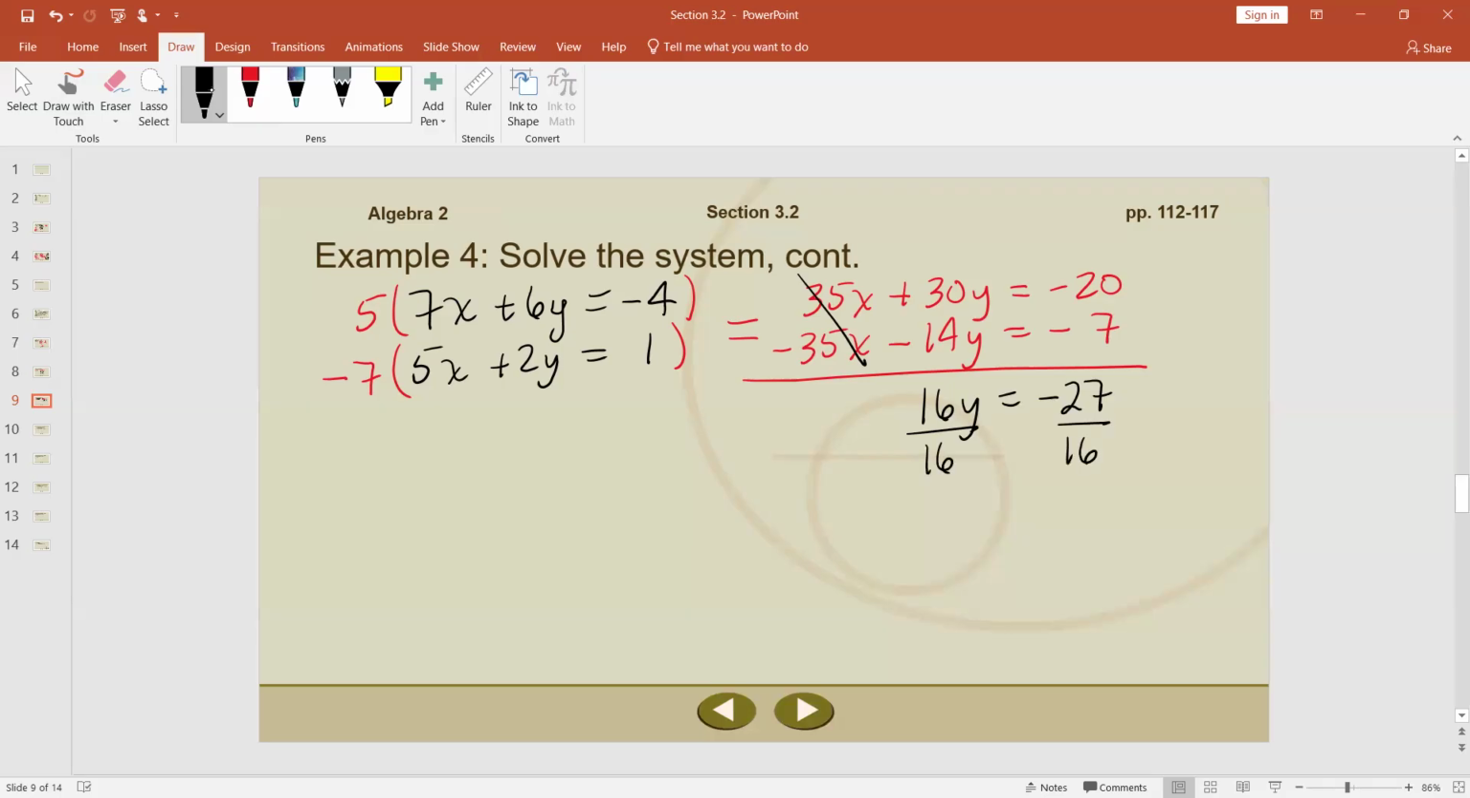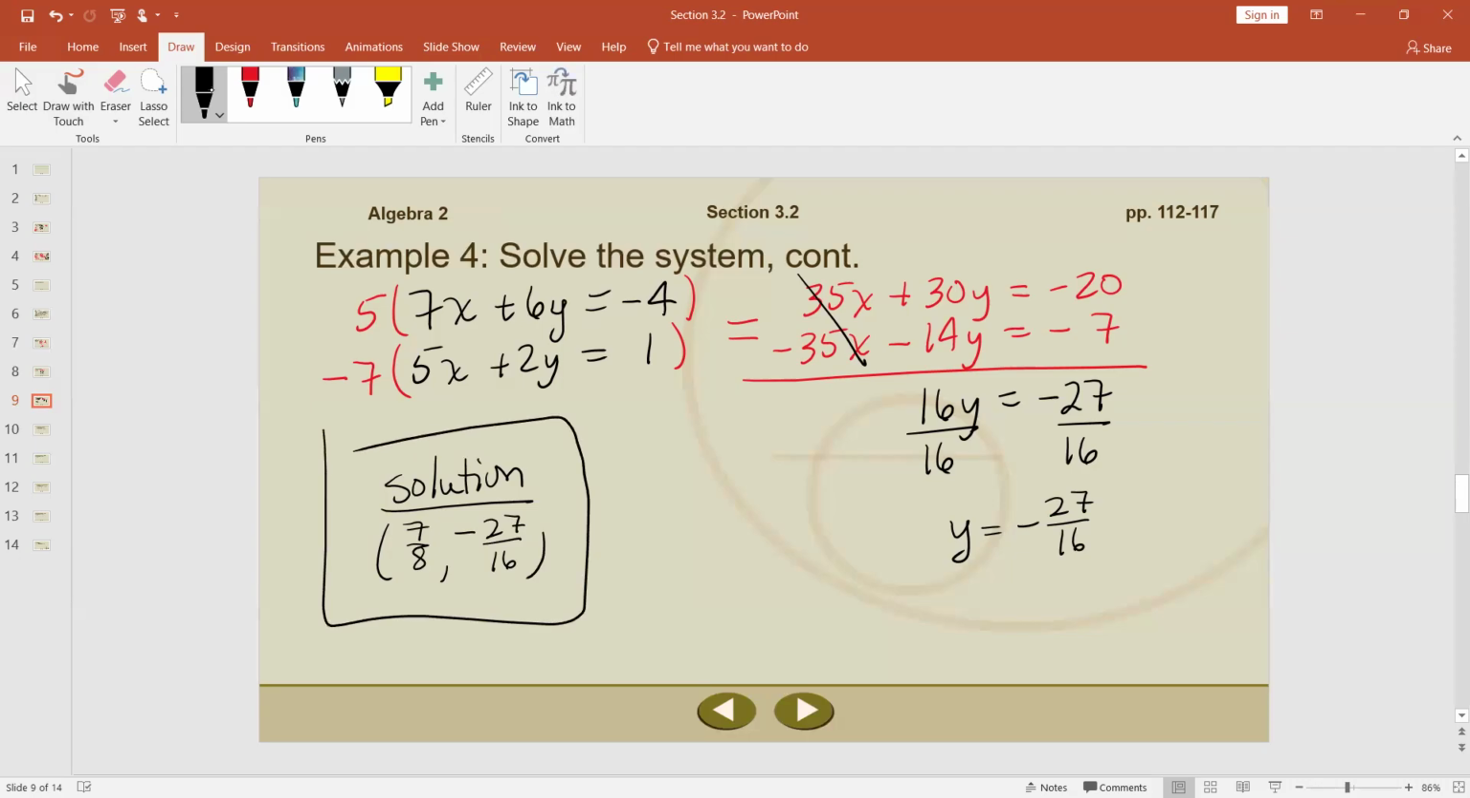And this lovely fraction. But it's our answer. We have it. We're done. So our solution here: go back to 7/8. So x is 7/8. Y is -27 over 16. And we're done. All right.